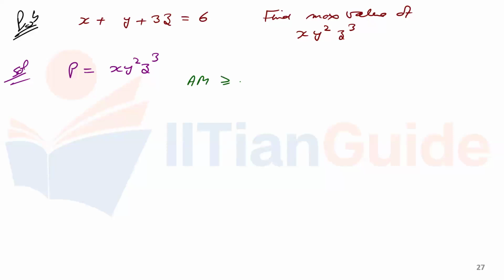I am writing arithmetic mean is greater than or equal to geometric mean. I need a term y square, that means y into y, two times, but on the left side we are given y. So I will write x plus y by 2, y by 2, y two times, so that the sum is y, and I will get y square. After that, z cube. Z cube means z plus z plus z. On the left side, we are given 3z. I wrote z plus z plus z, I got 3z, and on the right side, z cube. Now this time I have 1, 2, 3, 6 numbers.